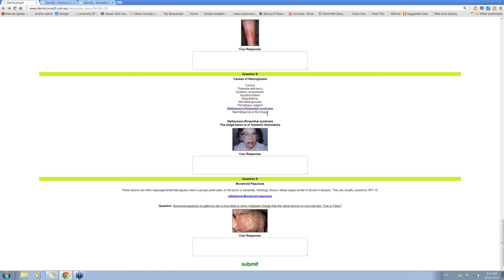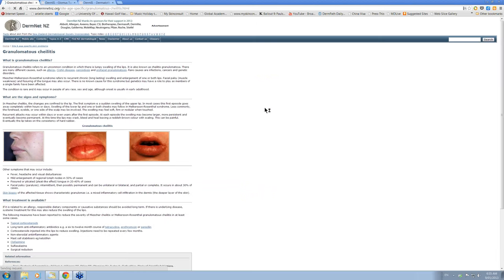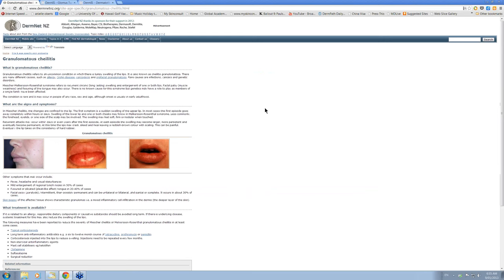Melkersson-Rosenthal, that one you should know a little bit about. And that's the association of a large tongue with, I think, eyelid problems and a thick lip as well. What's Melkersson-Rosenthal? Refers to recurrent, chronic, long-lasting swelling and enlargement of one or both lips. Ah, right. Facial palsy, muscle weakness, and fissuring of the tongue may also occur. There's no known cause for the syndrome. Genetics may play a role as members of a single family have been affected.